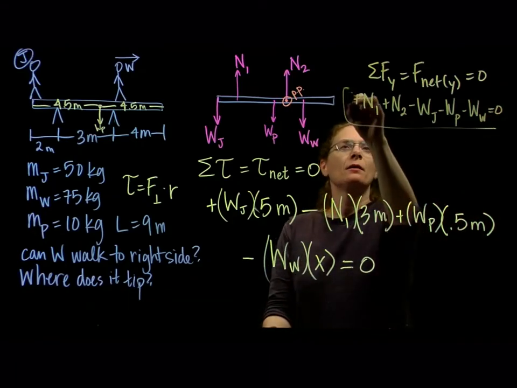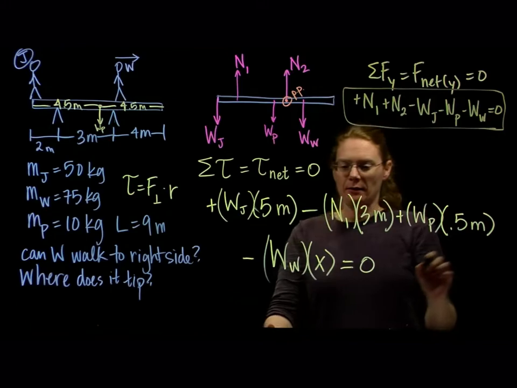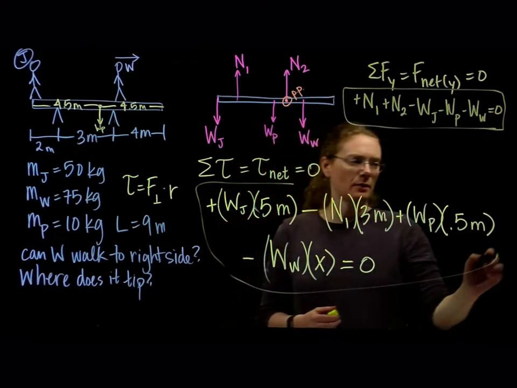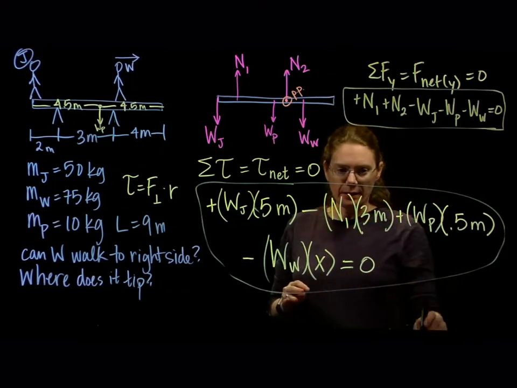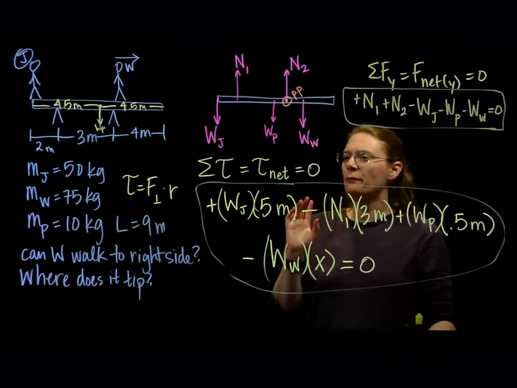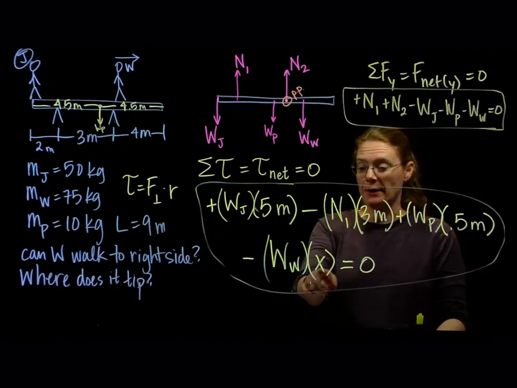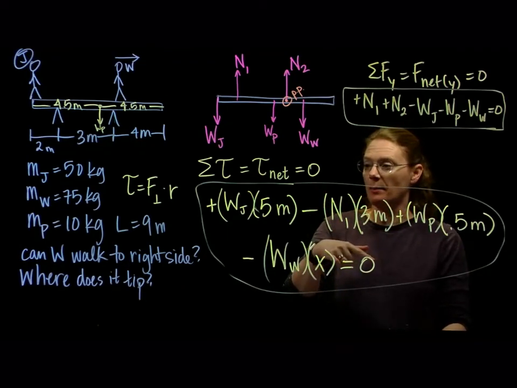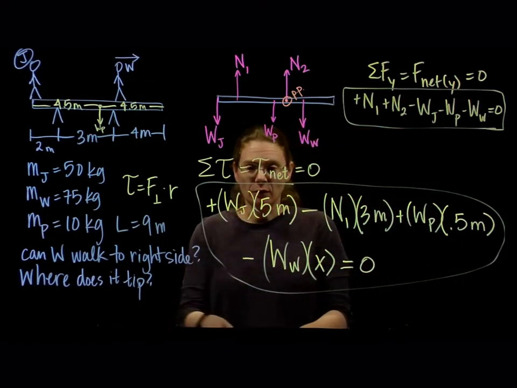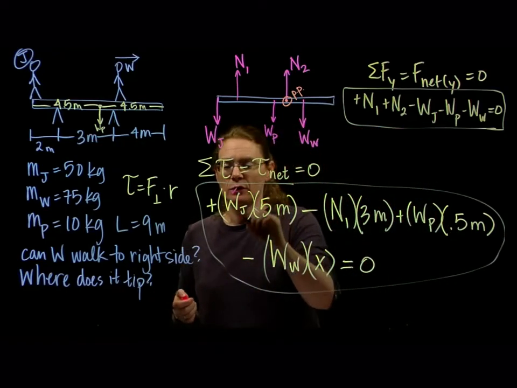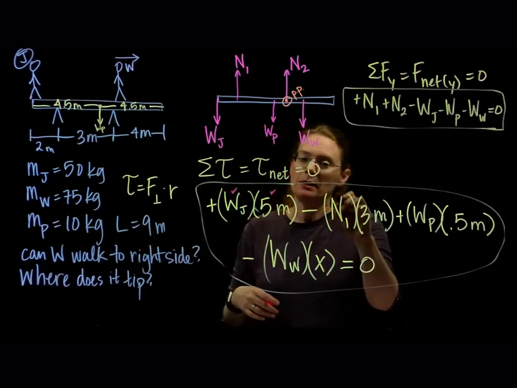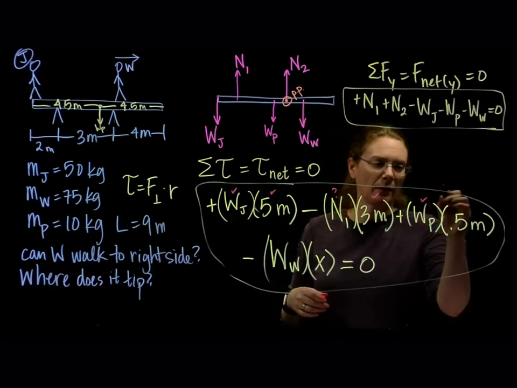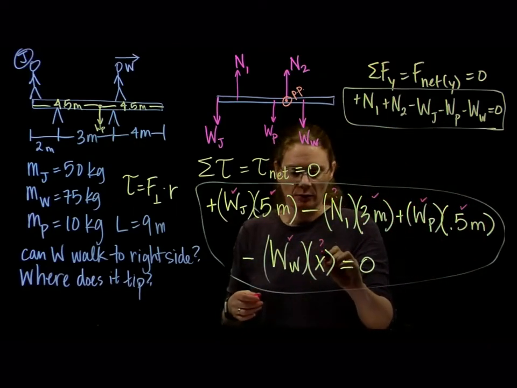So that's my force condition, and then this monster here is my torque condition for static equilibrium. All right. Now we had figured out X: how far can Wooster walk before it starts to tip? If I look through, I know the weight of Jeeves. Well, I can figure it out. I know the mass, so I can get weight. I know that. Don't know that. I know that. I know the weight there, that, that, and I don't know that.